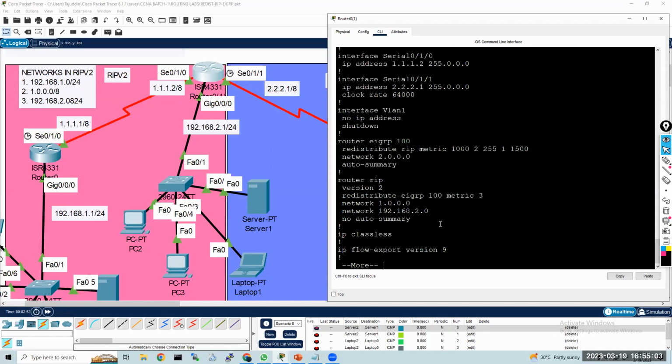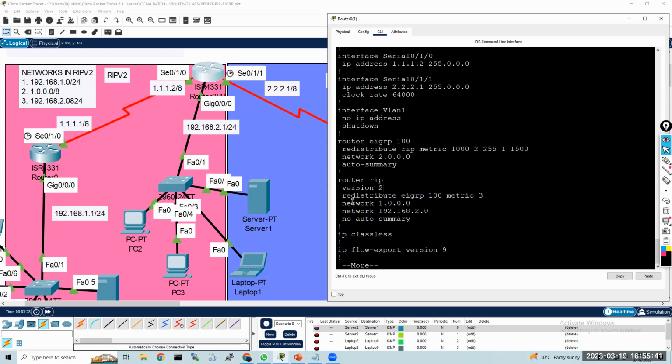This is my last batch. I think the previous batch configured it. See, they entered EIGRP 100, redistribute RIP, and we have to give all the metric values because RIP cannot understand the K values. That's the reason we are giving them manually. EIGRP calculates its metric based on K values: bandwidth, delay, load, reliability, MTU. We have to tell it manually to take this update.